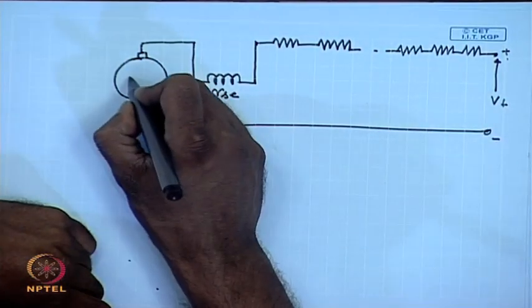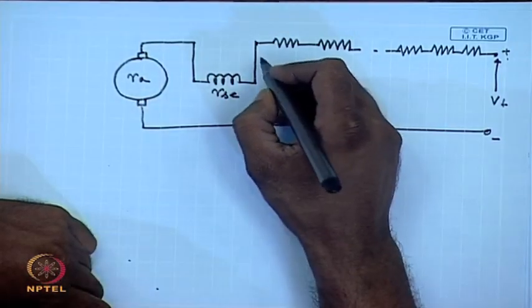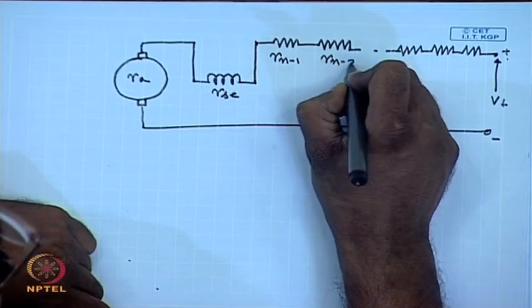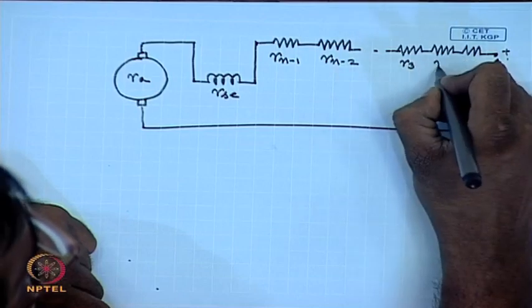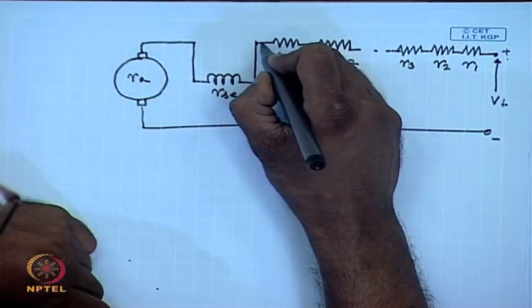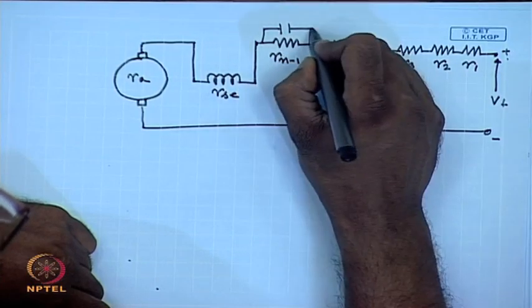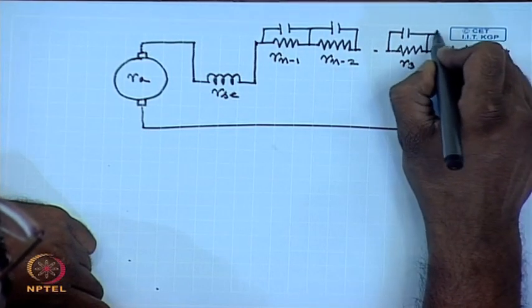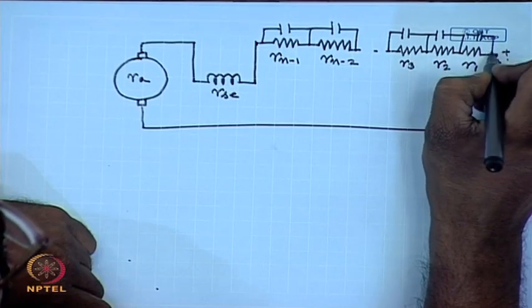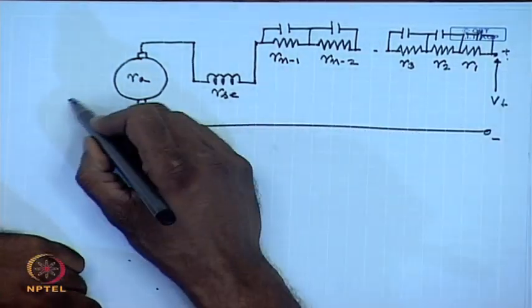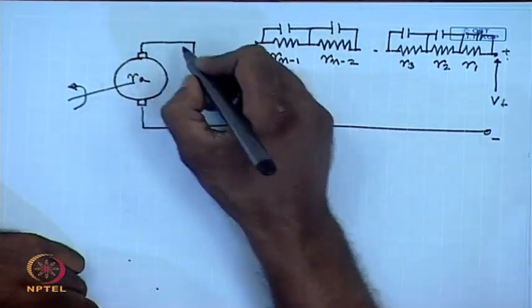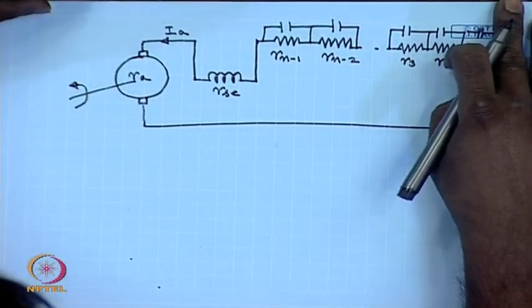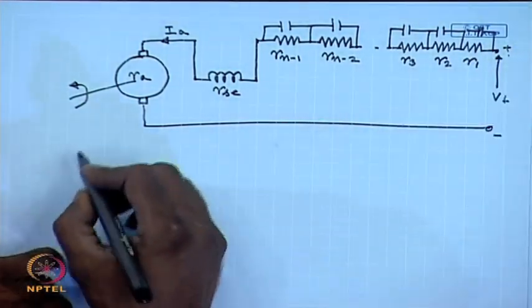So, this resistance is RAC, armature resistance is RA. Let us say this is R(n-1), R(n-2), R3, R2, R1, and these are the shorting contactors. Let us say we want to restrict the current between the limits I1 and I2.